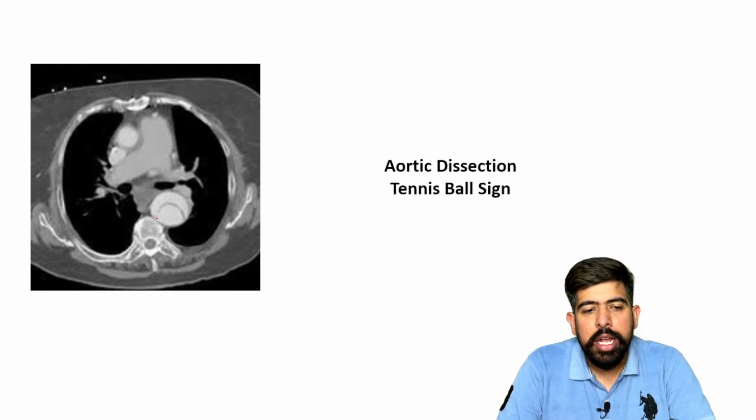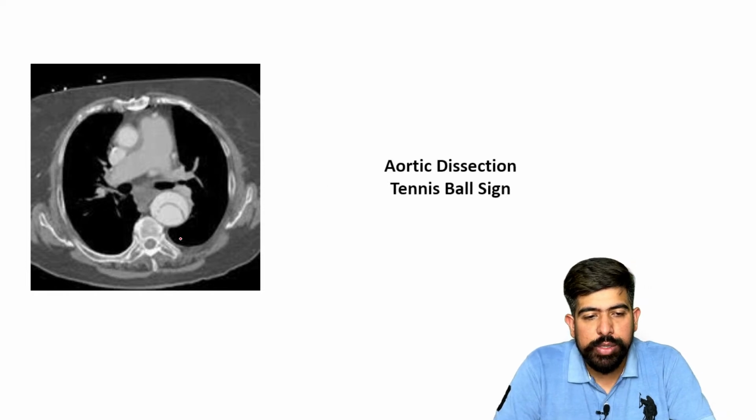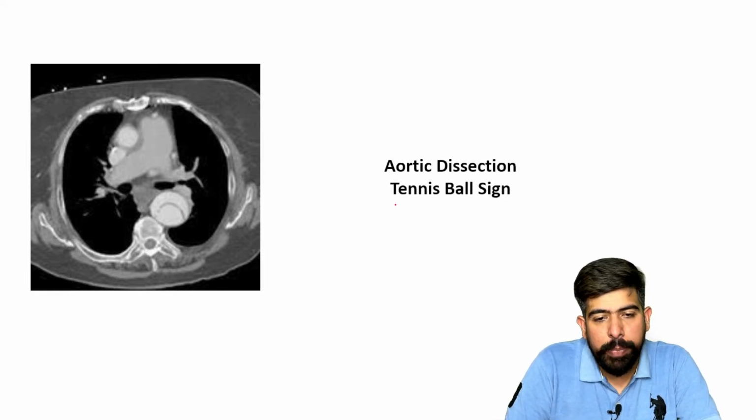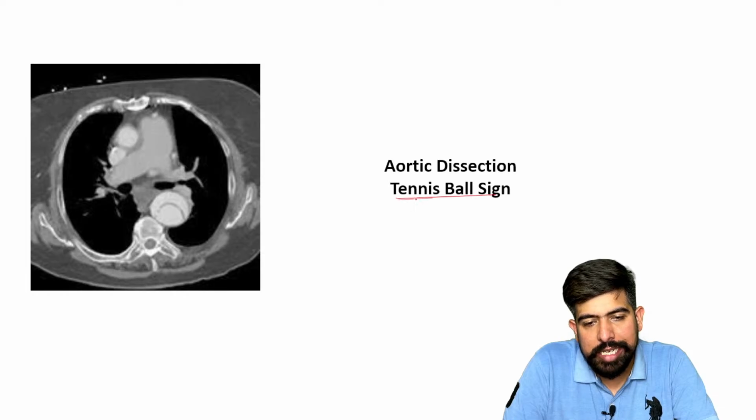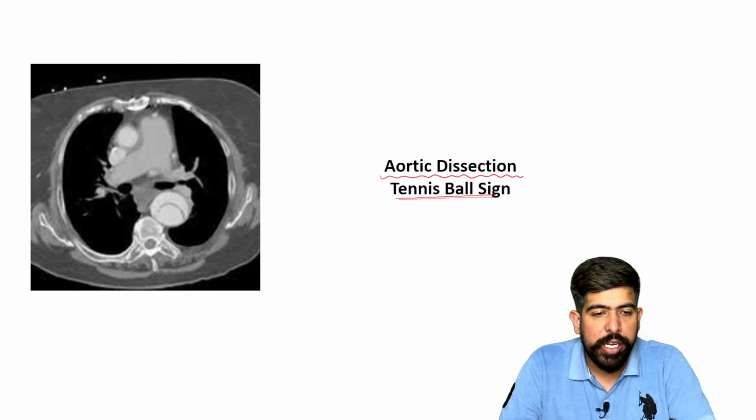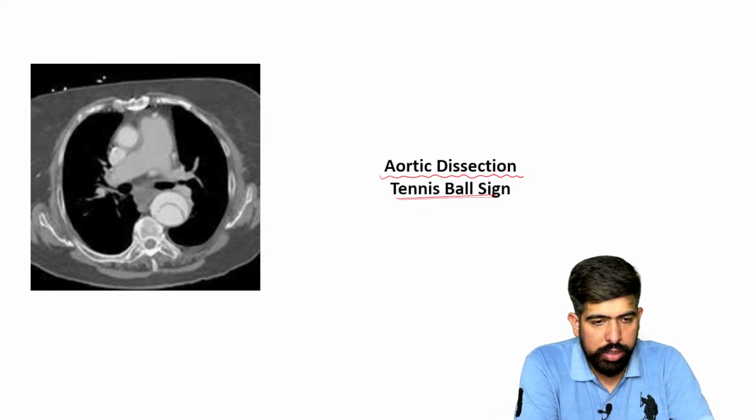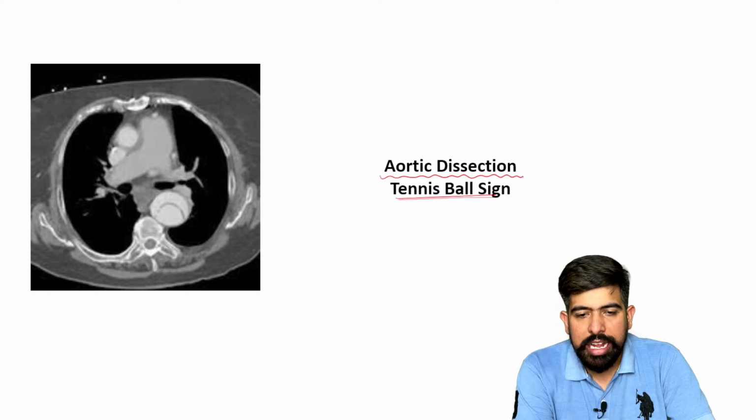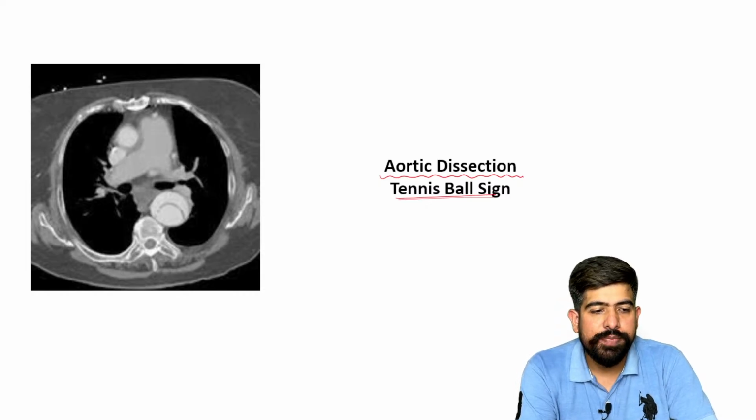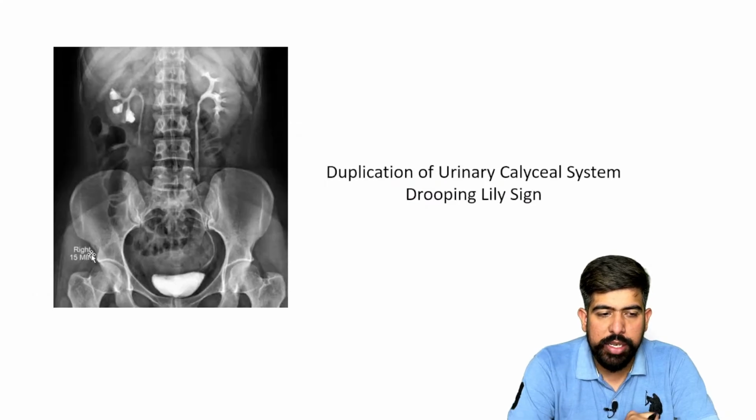This crescent shape cut will be seen, or you can say the tennis ball appearance will be seen on the aorta, and this tennis ball sign is particularly seen in aortic dissection. This particular sign will be seen in aortic dissection. Okay, so this is seen in aortic dissection. Now, okay guys, so moving forward, this tennis ball is completed.